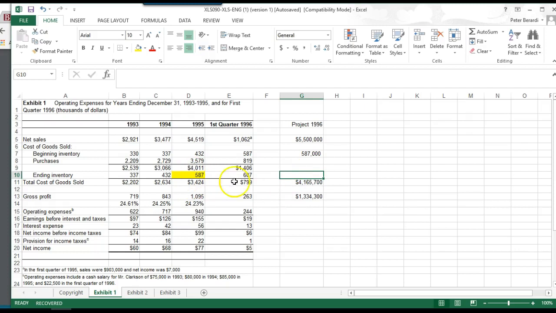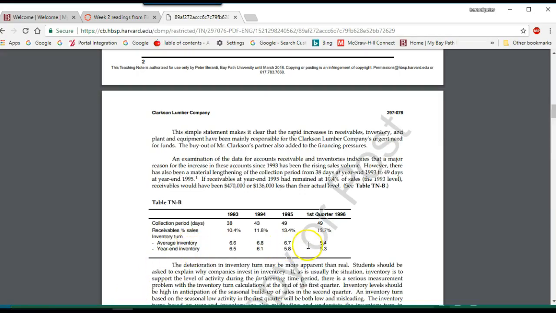Now look at turns. If we know that our turns are averaging, you can take an average or use the first quarter. We're told don't use the first quarter because that's an aberration. Basically, the first quarter is a slower period for us, so that's going to distort the numbers. You might want to use an average of 6.6, 6.8, 6.7. Year-end inventory, based on year-end turns: 6.5, 6.1, 5.8. You might want to use 6.1.